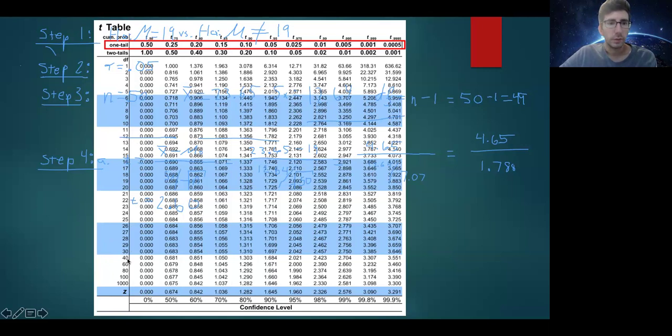So the closest we can get really is 40. So if we go along 40, you can kind of see an issue here.